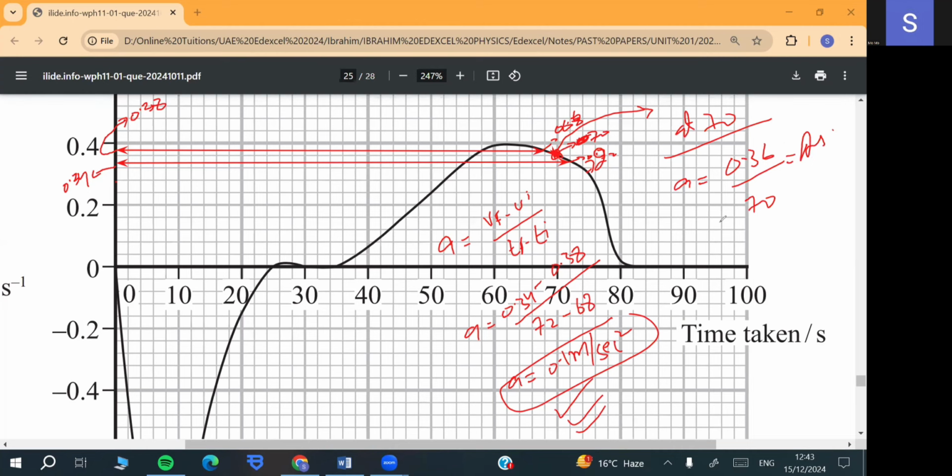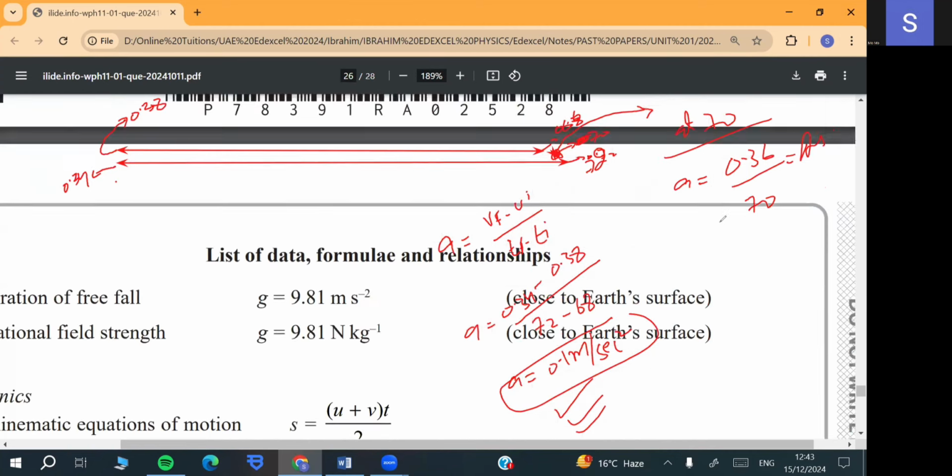So here's the end of the Unit 1 paper, which was conducted in October 2024.